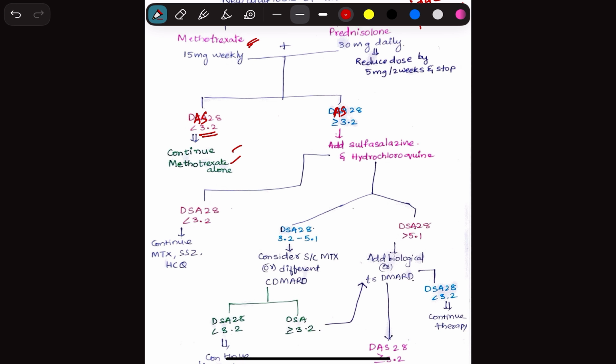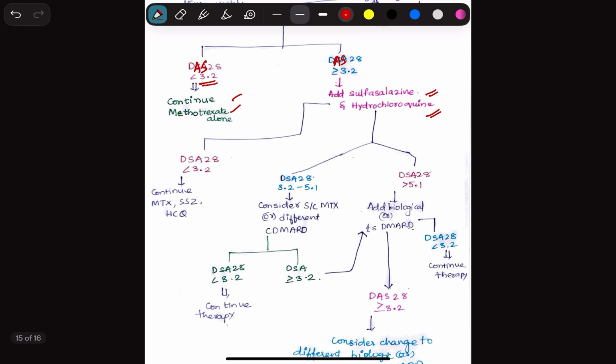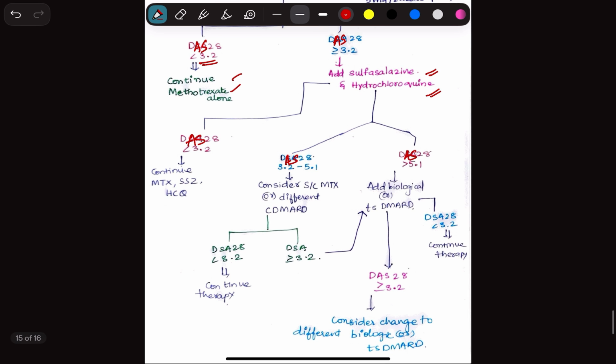But when this disease activity score is greater than or equal to 3.2, we should change the treatment. Along with methotrexate, we have to add sulfasalazine and hydroxychloroquine. After a few days, we have to go for another check of the disease activity score. If the score after adding sulfasalazine and hydroxychloroquine is less than 3.2, it means the treatment is good. So we can continue methotrexate, sulfasalazine and hydroxychloroquine.